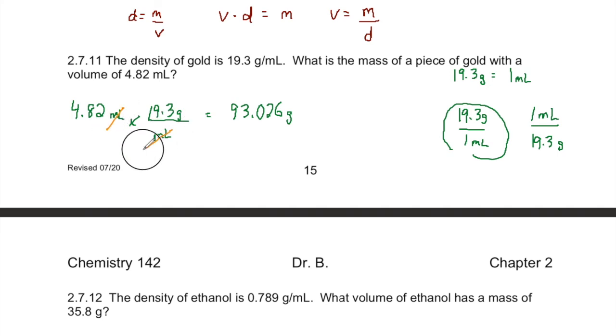So here the milliliters cancel. We are left with 93.026 grams. We have 3 significant digits in the original measurement and in the density, so we should round our answer to 3 significant digits and report this as 93.0 grams.